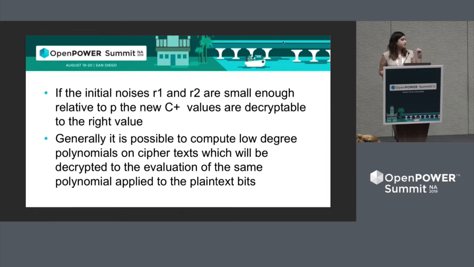But it is also important to notice that R1 and R2, the small values that we have seen before, need to be small enough. They have to be smaller than P over 2 so that the noise doesn't ruin the function. If they're small enough, they're still decryptable to the right value. Generally speaking, this can be done on addition, on multiplication, and on all low-degree polynomials on ciphertext. Given that the noise is small enough, it would be decryptable to the right value.